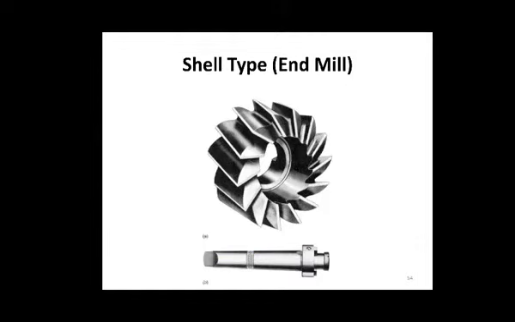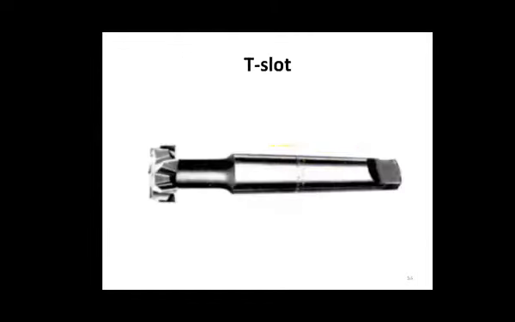Next is the T-slot cutter. It is used to cut wide horizontal grooves at the bottom of a T-slot, after narrow vertical grooves are machined with an end mill or side milling cutter. That means after using the end mill cutter, these T-slots can be performed. It consists of a small side milling cutter with teeth on both sides and an integral shank for mounting.